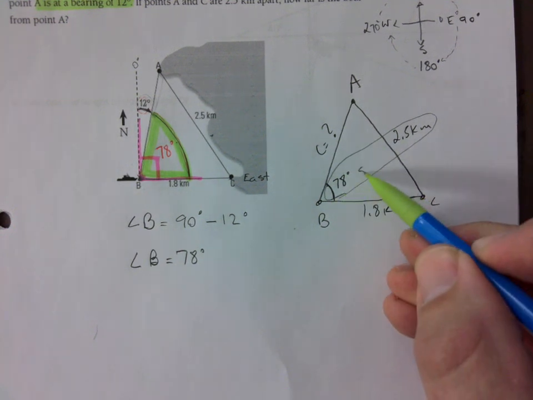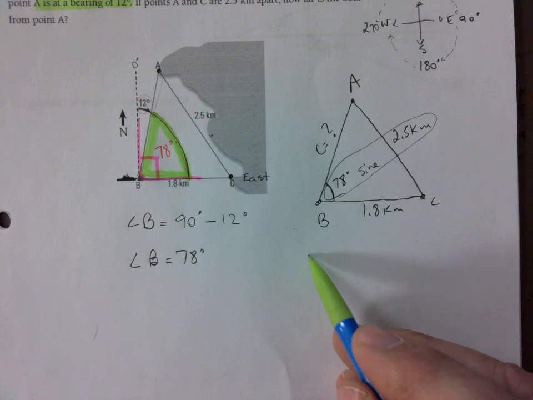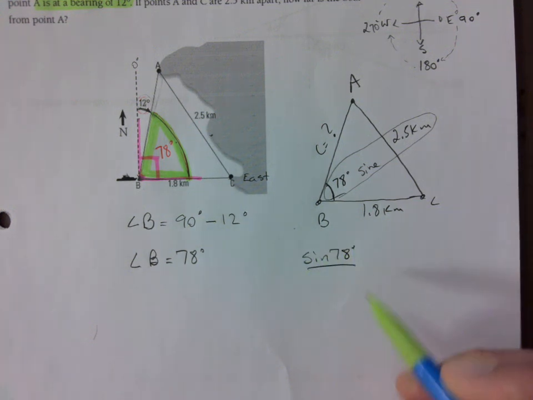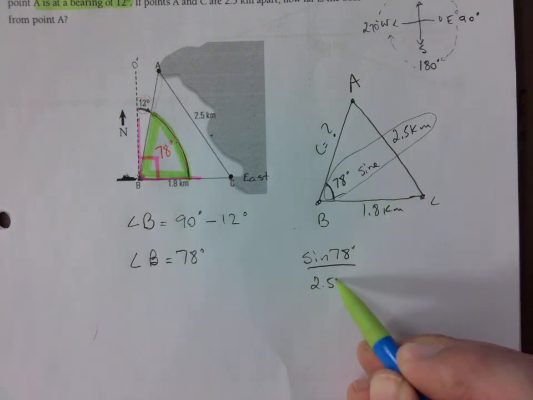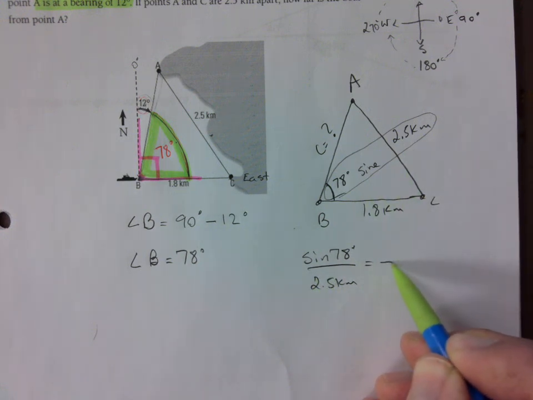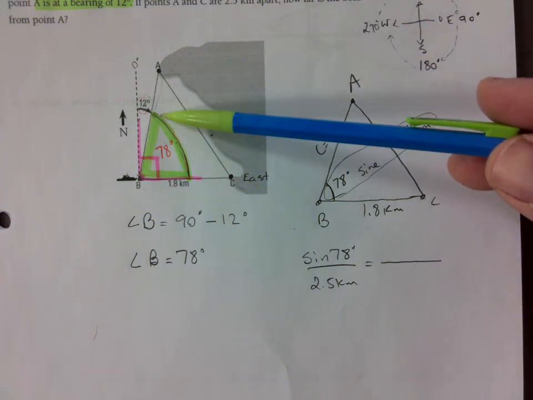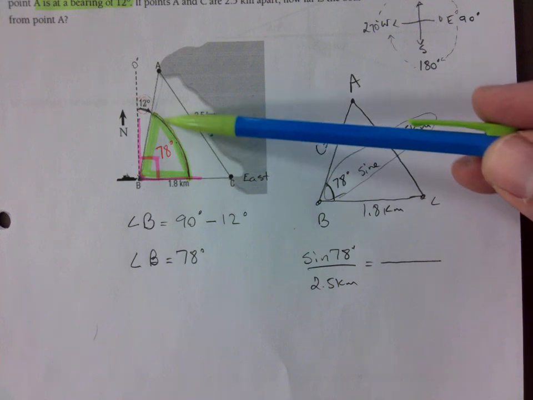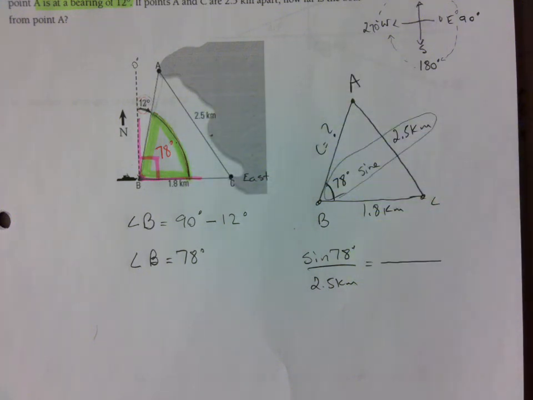Yes, sine. Okay. Sine law, because I have a pair. So you go sine of 78 over 2.5 kilometers. By the way, you know what the most common mistake is on the exam on this one? Students would probably use sine of 12. 12 is across this side, sort of. Let's just try that. Sine of 12 over, right?